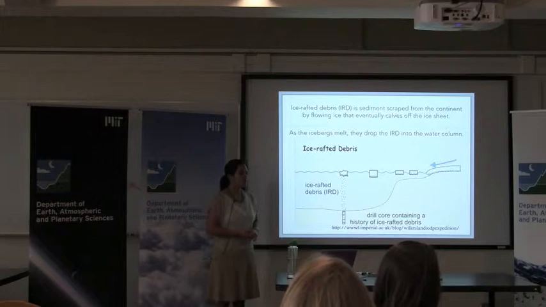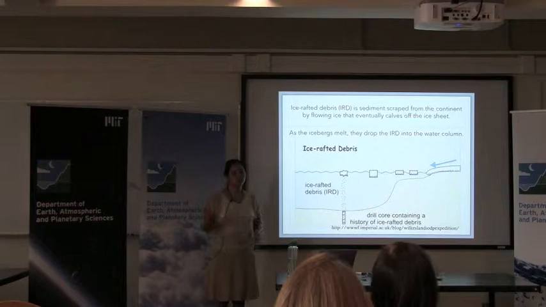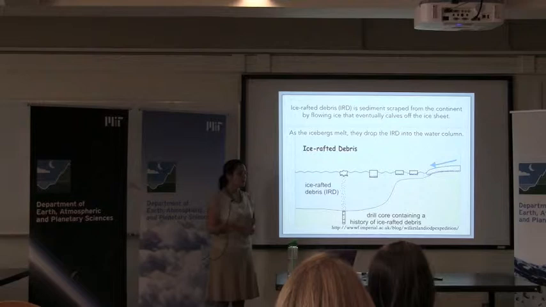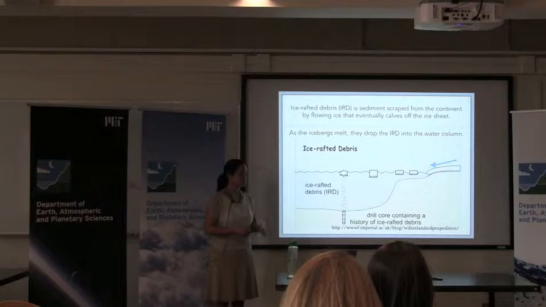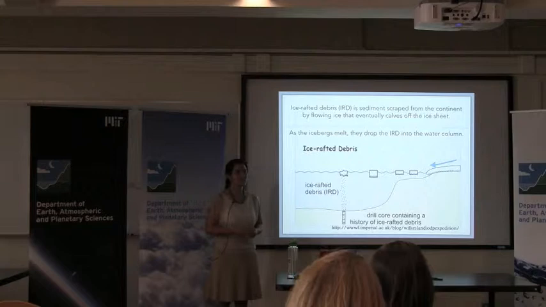When ice forms towards the center of the ice sheet, it then flows outwards towards the edges. As it flows, it scrapes off sediment from the underlying continent, and the sediment becomes embedded in the base of the ice. When the ice reaches the edge of the ice sheet, it can calve off and become an iceberg and start floating in the open ocean. As it floats, it begins to melt from the bottom, and it will drop the sediment that's contained in its base. The sediment will fall through the water column and become part of the ocean floor. In that way, ice-rafted debris can be a record of how much ice the ice sheet is actually shedding at a certain time.